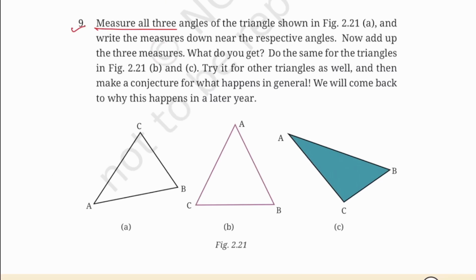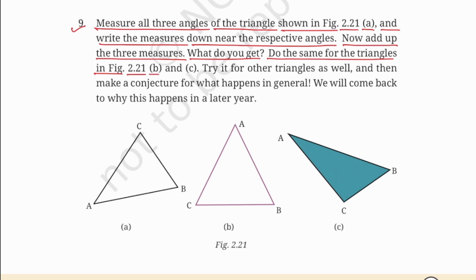9. Measure all three angles of the triangle shown in figure 2.21a and write the measures down near the respective angles. Now add up the three measures. What do you get? Do the same for the triangles in figure 2.21b and c. Try it for other triangles as well. And then make a conjecture for what happens in general. We will come back to why this happens in a later year.